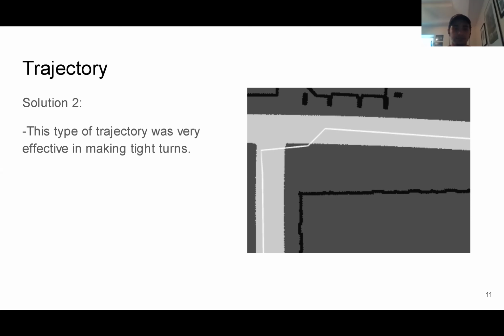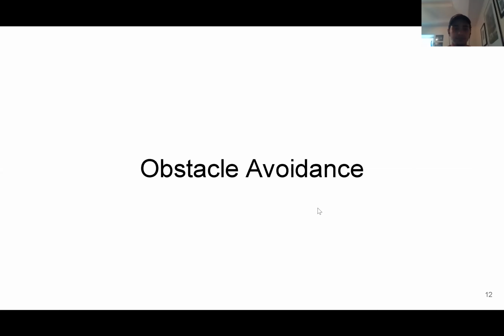For example, if you look at the image on the right, we see that the car is about to make a right turn, so our track is closer to the left side of the road. Next, Mac is going to talk to you about the obstacle.